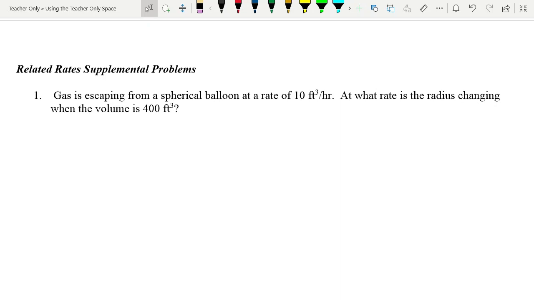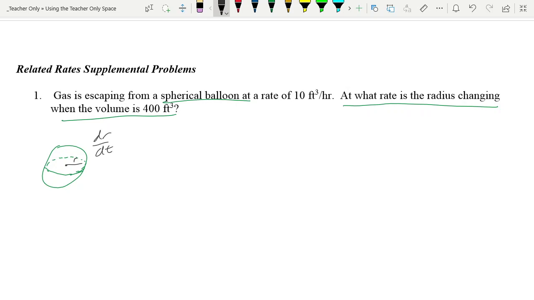So we jump right to the end. They're saying, at what rate is the radius changing when the volume is 400 cubic feet? So if we imagine this is a spherical balloon, which doesn't really exist, but that's beside the point. Well, maybe, I don't know. A perfectly round spherical balloon. They want to know what rate is the radius changing? So they're asking for dr/dt. That's the thing we're looking for.